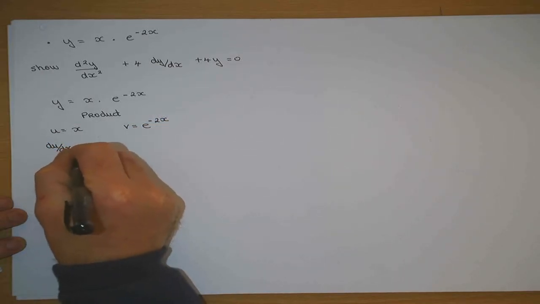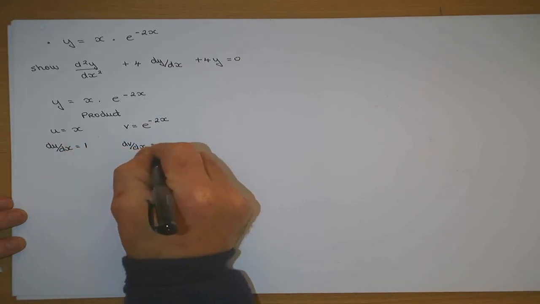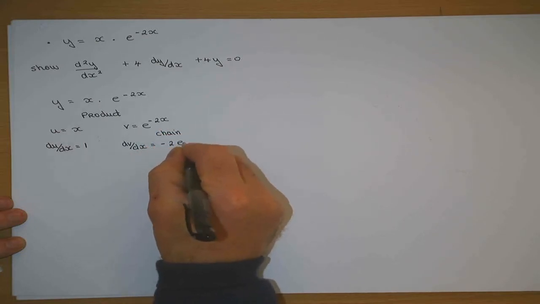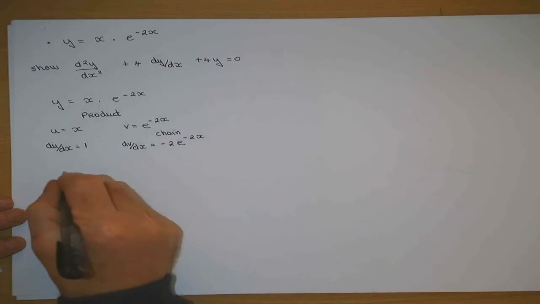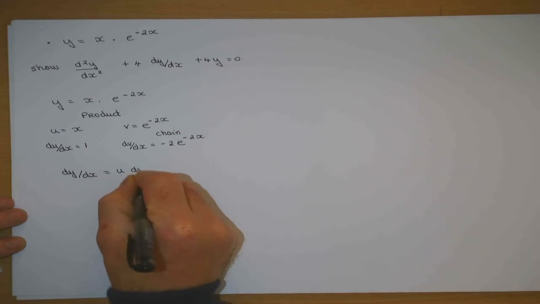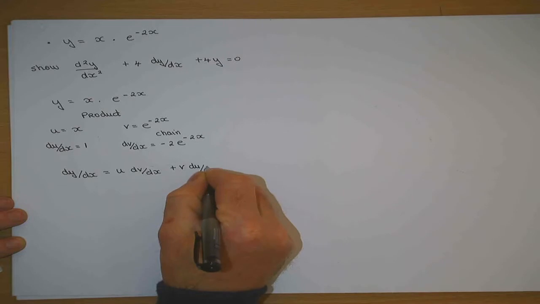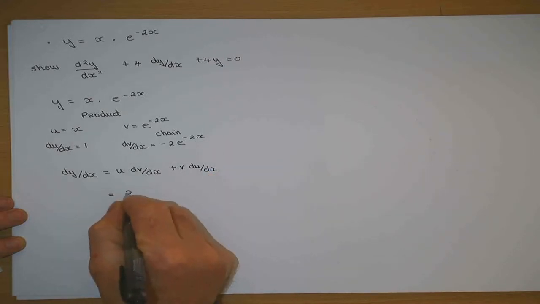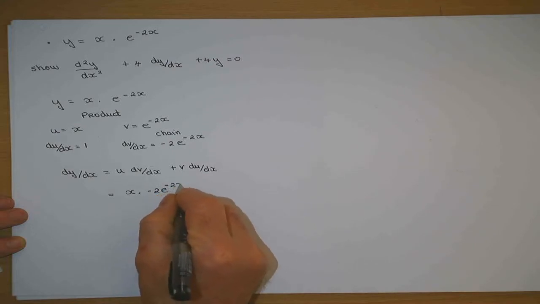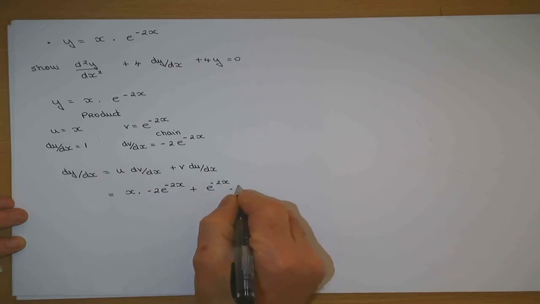du/dx is equal to the derivative of x, and dv/dx is equal to, well, what is this? This is a change, so you get minus twice e to the minus 2x when you use your chain rule. And then dy/dx is equal to u dv/dx plus v du/dx, which is equal to x times minus twice e to the minus 2x plus e to the minus 2x times 1.